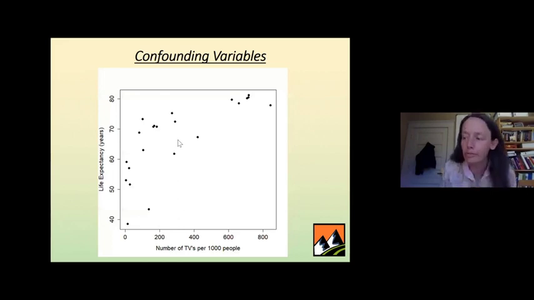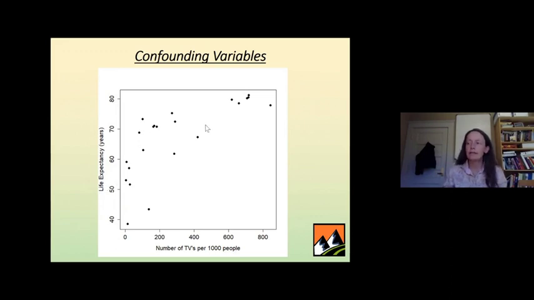Here's another one that's a little bit clearer. We have the number of televisions per 1,000 people in quite a few different countries, and then the life expectancy in that country. So we see this fairly positive and strong relationship, not linear, between the number of TVs that we have and the life expectancy. So again, we could say, well, we'll just start sending people televisions, that the televisions are causing the life expectancy to go up. Well, of course, we know that that's not the case, right? There are underlying reasons why the number of televisions is associated with life expectancy.